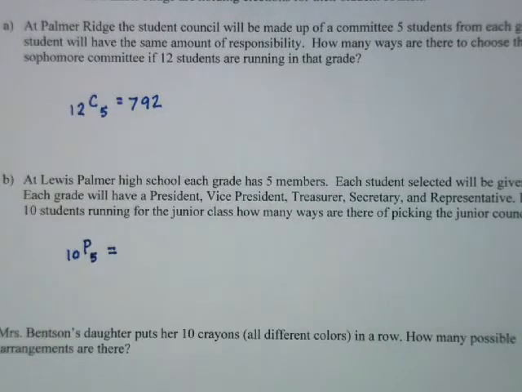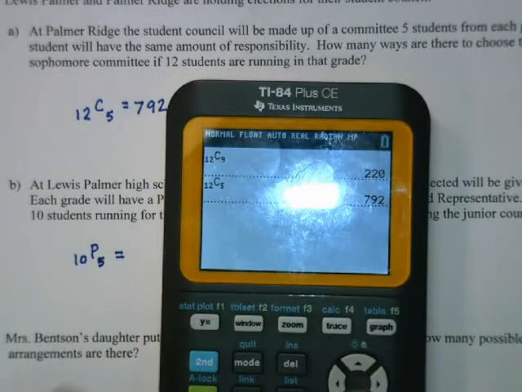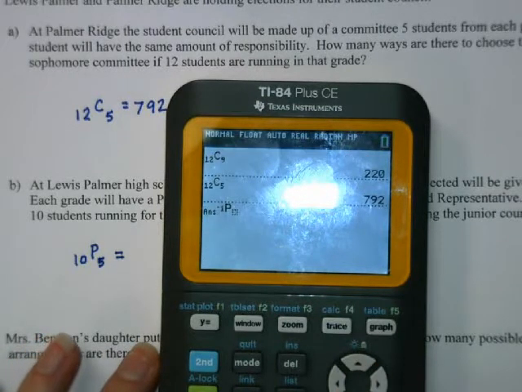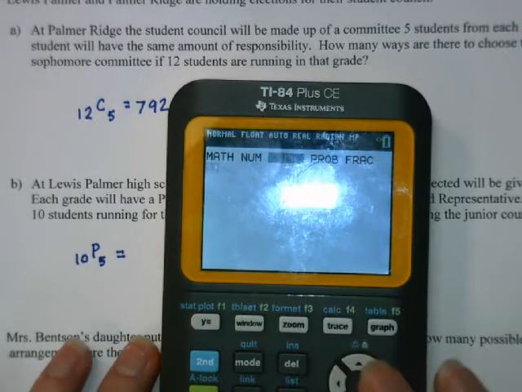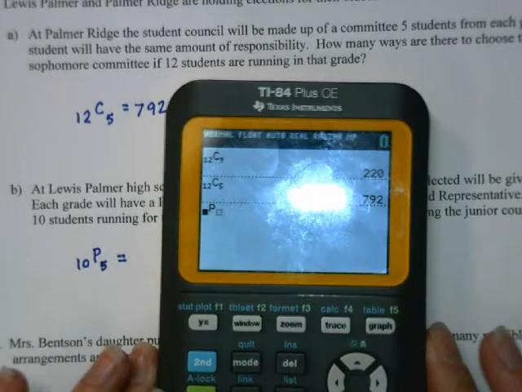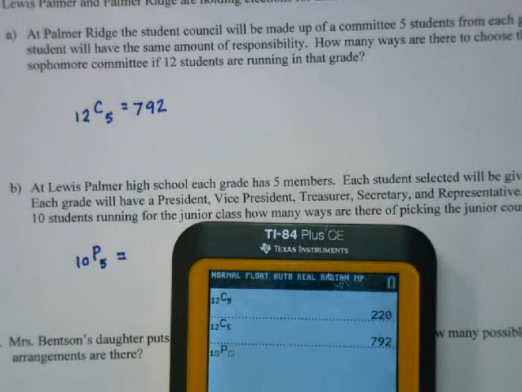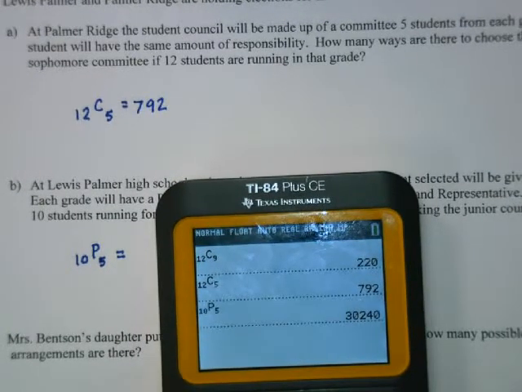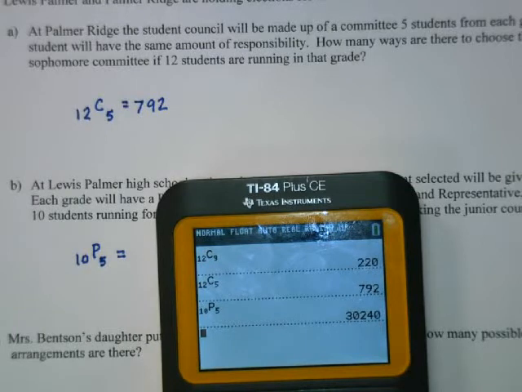Okay, and then in the calculator, we'll go math over to probability, down to permutation. Okay, and this is going to be 10P5, which gets us 30,240.